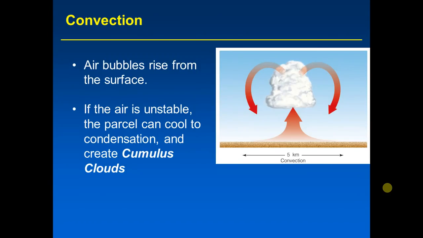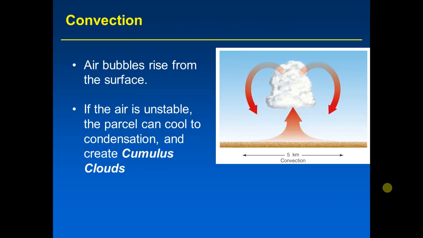So during convection, air bubbles rise from the surface. Recall that the ground is heated somewhat unevenly during the daytime, right? Different surfaces have different albedos and moisture properties. So some parts of the surface become warmer. The surface warms the lower air in contact with it, in the lowest few inches of the atmosphere. So then you have these warmer pockets of surface air, right? Warmer than their surroundings, they're less dense, they rise, okay? If the air is very unstable, these rising air pulses can cool to condensation and start to form cumulus clouds.